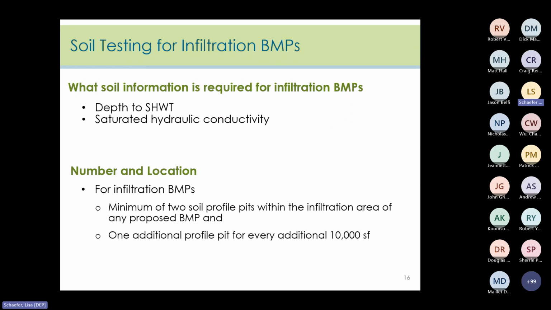For BMP infiltration areas that are larger than 10,000 square feet, a minimum of 1 additional soil profile pit must be conducted for each additional area of 10,000 square feet. And at least 1 test to establish the soil hydraulic conductivity must be conducted for each soil profile pit. Okay, so to verify the location and numbers of the soil profile pits, you as the reviewer need to see a site plan depicting the location of the soil profile pits and make sure that they are within the infiltration area of the proposed BMP.